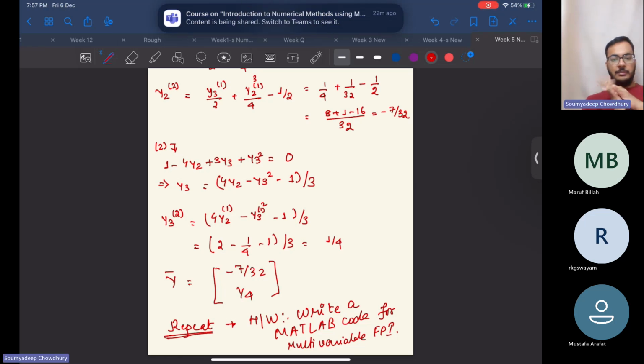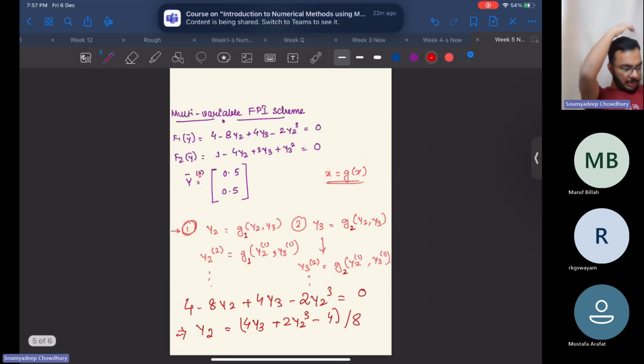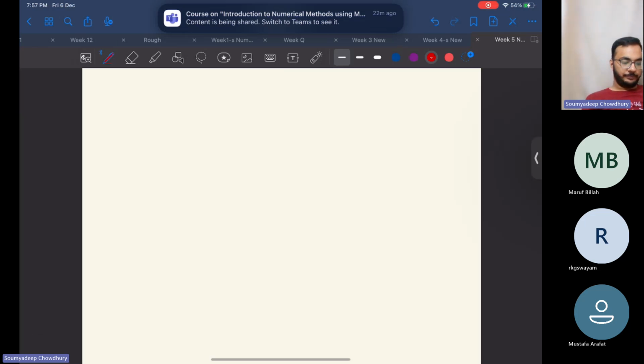So is this concept clear? We'll stop this iteration when the consecutive values are almost equal, that is, within the tolerance limit. Is this concept clear? Any doubts? Any confusion? Any doubts, anyone? This is clear. Okay. So this is all about the fixed point iteration method. Both single variable and multivariable I have discussed. And now we will move to the second topic, which is the Newton-Raphson method.